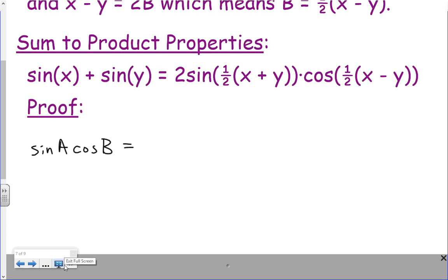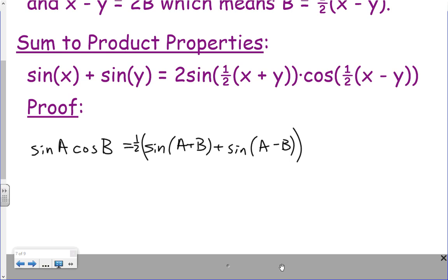And so for the sine of A times the cosine of B, we said that that was equal to, you can rewrite sine times cosine as the sum of two sines, which is what we see over on the left side of this property we're trying to prove. This is equal to 1/2 times the quantity sine of A plus B plus the sine of A minus B. That was our property.